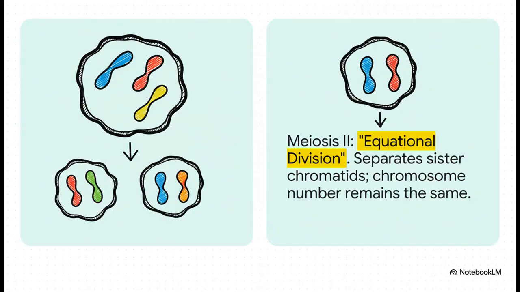So let's get a bird's eye view of these two big stages. First up is Meiosis I. We call this the Reductional Division. Its whole job is to separate the homologous chromosome pairs: the matching chromosome from mom and the one from dad. This is the step that literally cuts the chromosome number in half. Then you've got Meiosis II, the Equational Division. This one is a lot more like regular cell division. Its job is to separate the identical sister chromatids.